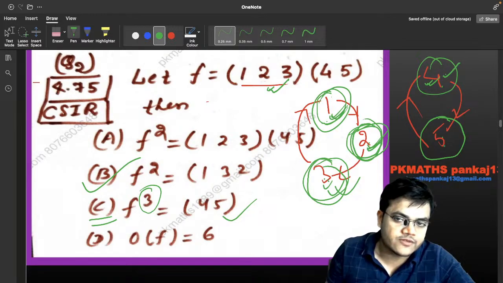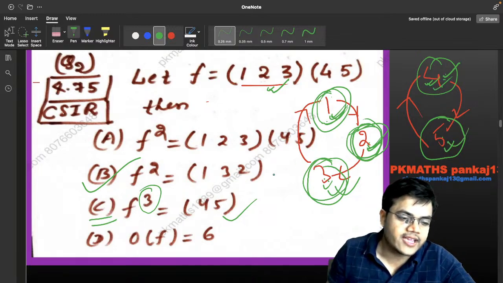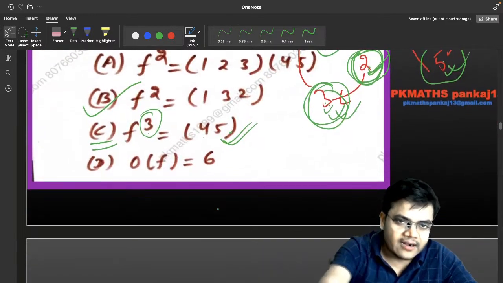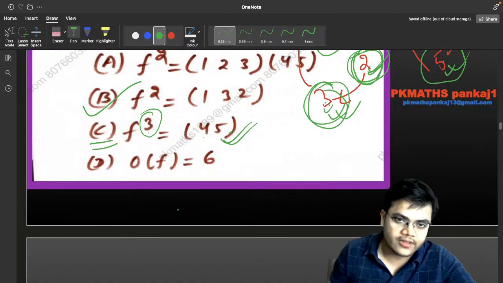So you are going to skip this 5 and 4. So this 4 will come to 5 once again and this 5 will come to 4 once again. So f cube is equal to 4, sorry, 4 comma 5.